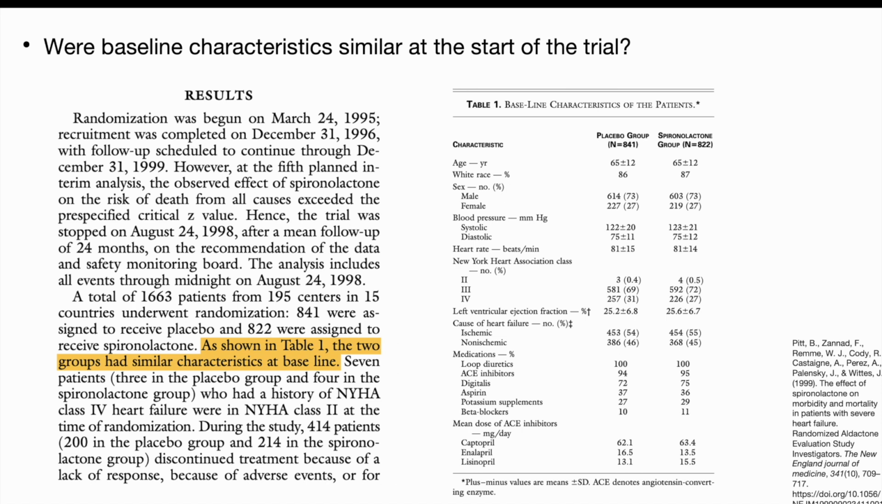So let's look at our characteristics. We have age in years. The placebo group, N equals 841, that's our sample size, 65 years of age, plus or minus 12. The same in the spironolactone group. Sex, male and female, pretty well distributed. Blood pressure, pretty even baseline characteristics. And we can go further and further down the list to see whether the baseline characteristics were comparable between the two groups.